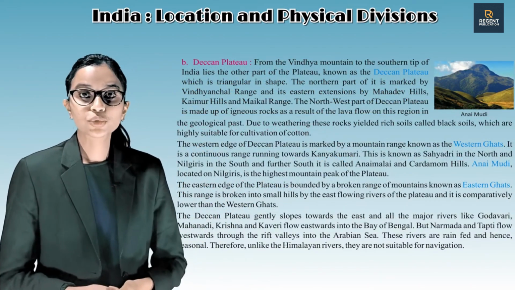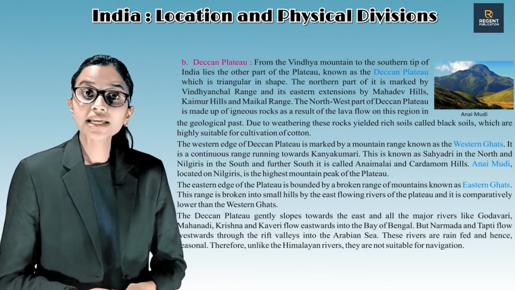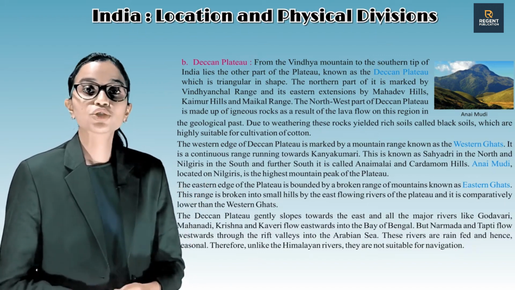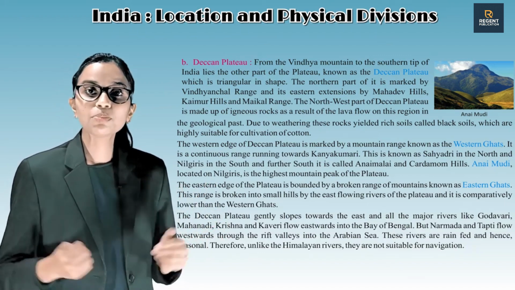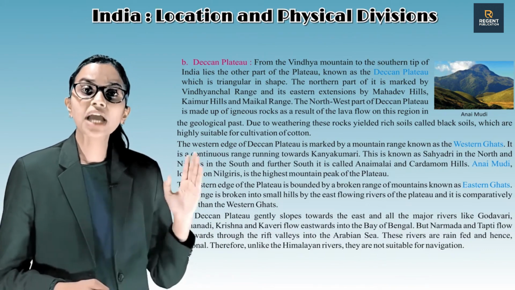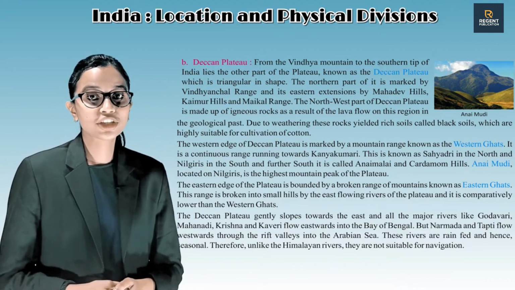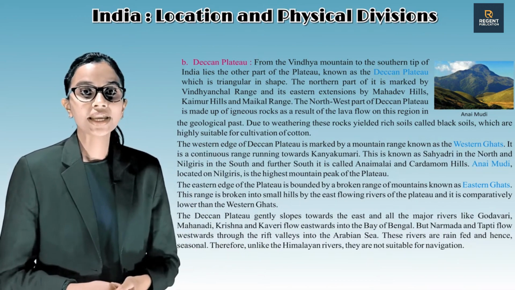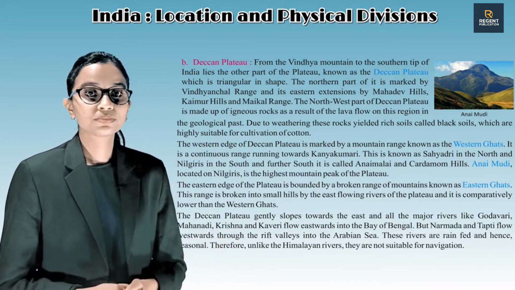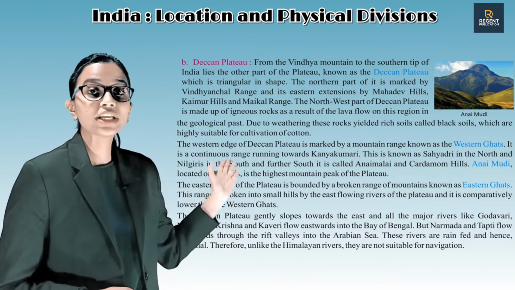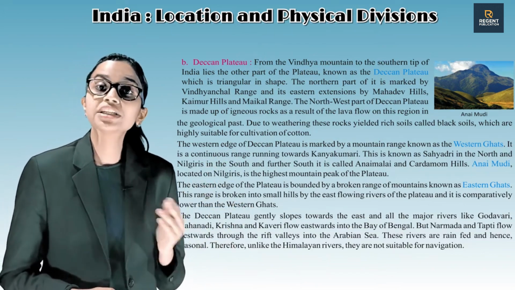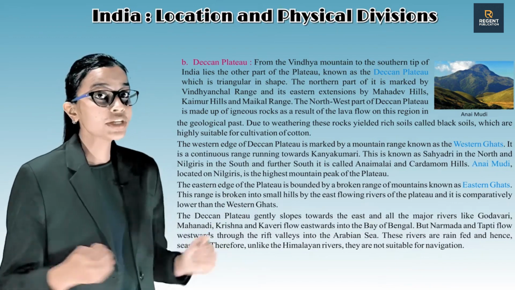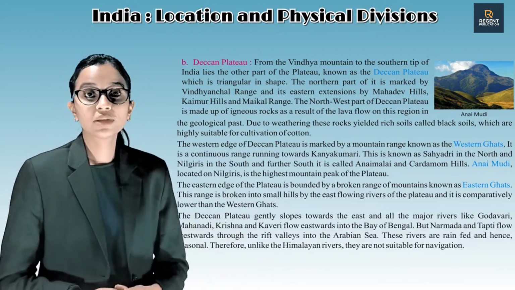From the Vindhya mountain to the southern tip of India lies the other part of the plateau known as the Deccan Plateau, which is triangular in shape. The northern part of it is marked by Vindhyachal Range and its eastern extension by Mahadev Hills, Kaimur Hills and Maikal Range. The northwest part of Deccan Plateau is made up of igneous rocks as a result of the lava flow on this region in the geological past.